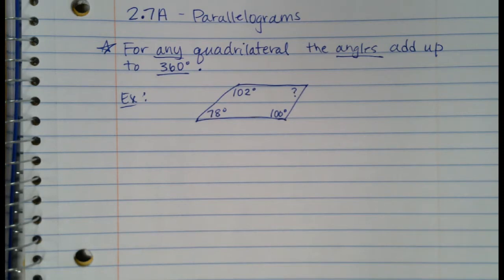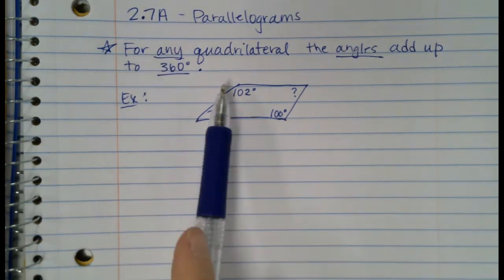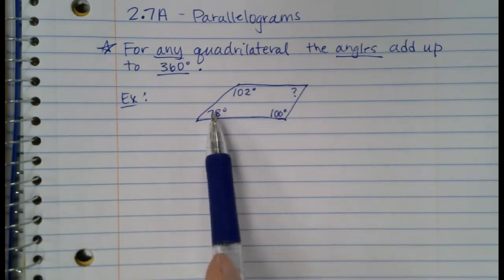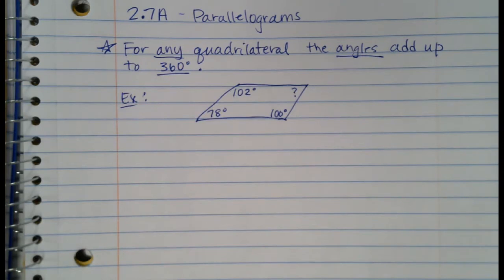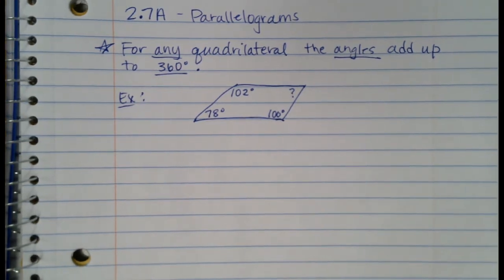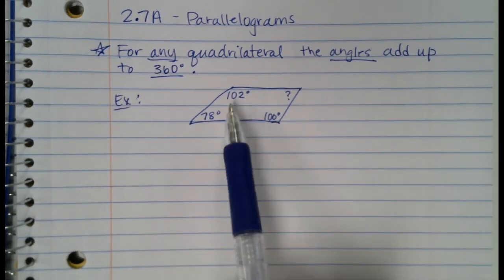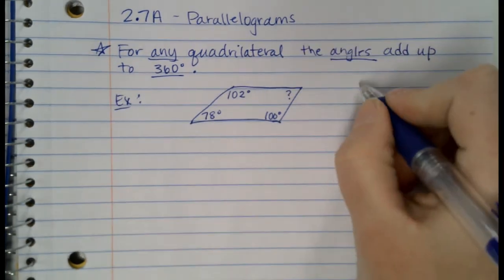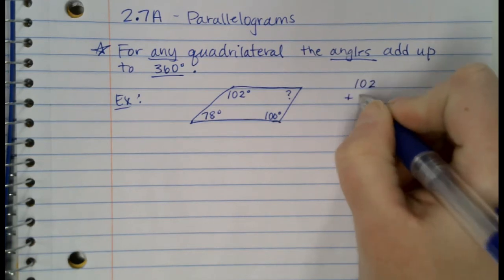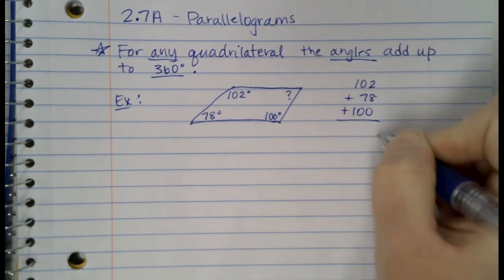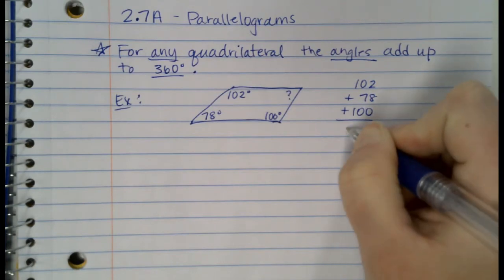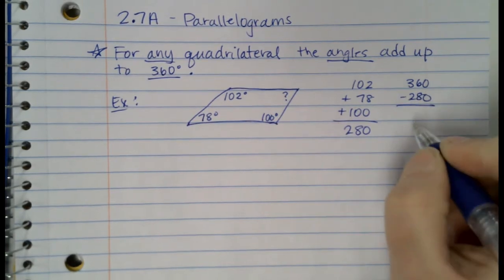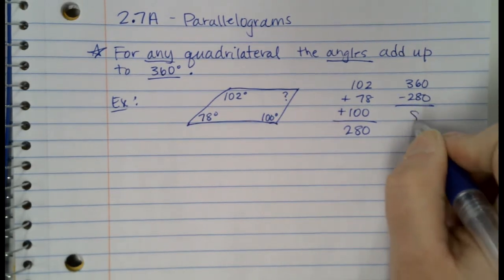So for any quadrilateral, if you know all four angles add to 360, and we know three of them, can we find the fourth one? Should be pretty easy. How are we going to do that? Take these three, add them together, subtract it from 360. Easy concept, okay? Just like what we did with the triangles. So 102 plus 78 plus 100. How much? 280? Yep. And then take that and subtract it from 360. That leaves us with the last one is, what, 80 degrees?